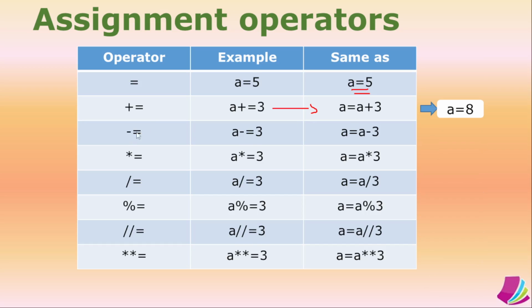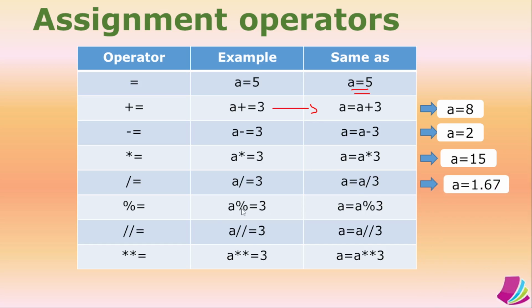Then we have minus equal to, which is the same as a equal to a minus 3. So 5 minus 3 is 2, so the answer is 2. Then we have star equal to, which means a equal to a star 3. Okay, so a is 5, 5 into 3, 15. The answer will be 15. Then we have slash equal to 3, which is equivalent to a equal to a slash 3. So 5 divided by 3, you will get 1.67.